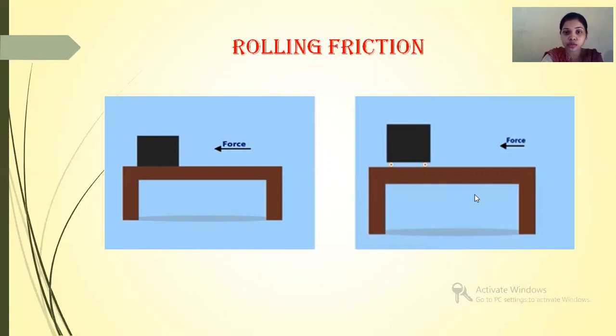Of course you can also tell that the second condition, meaning the box which has the cylindrical rolls or pencil rolls under it, requires less force to move it. So why does this happen? Why do we require less force to move it?